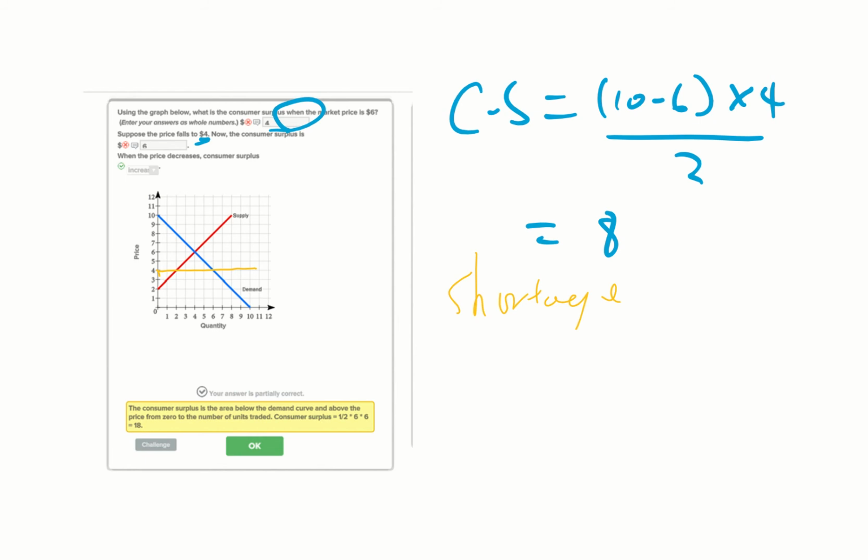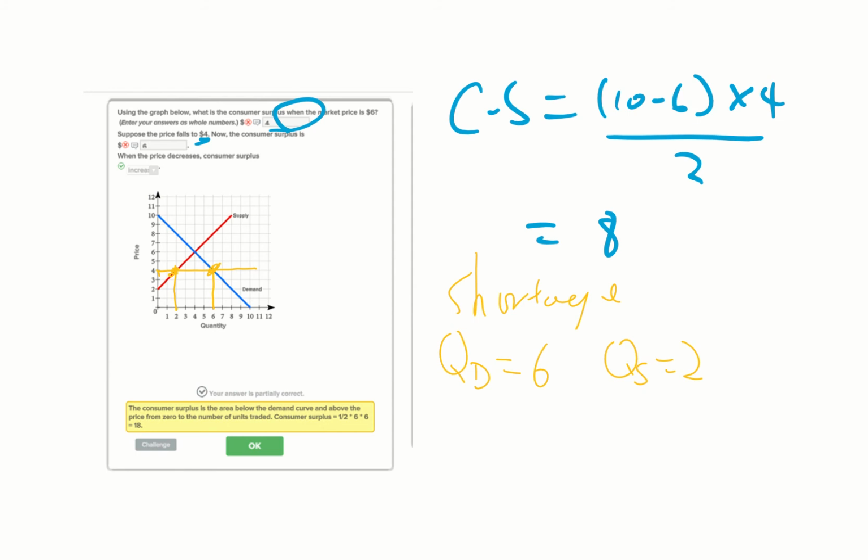And that shortage is represented by this difference over here. So from 1 unit to 6 units, right? So that means your quantity demanded, consumers want to buy 6 units. That's on the demand curve here. And then your quantity supplied is only 2. That means companies only produce 2 units whenever the price is only $4.